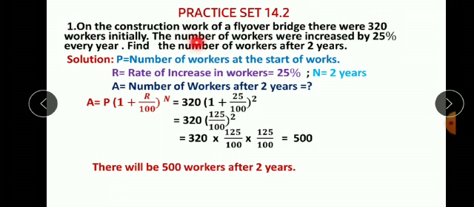On the construction work of a flyover bridge, there were 320 workers initially. The number of workers were increased by 25% every year. Find the number of workers after 2 years.